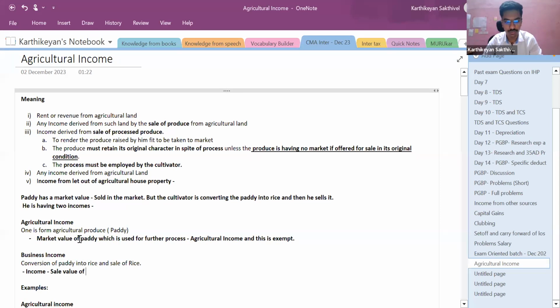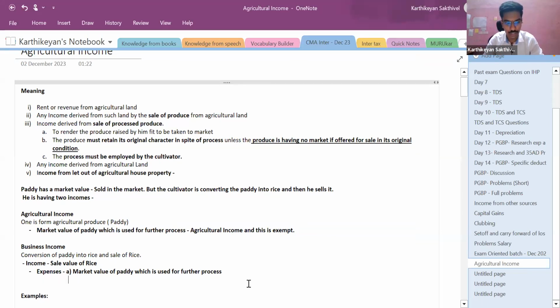the sale value of rice. If I look at what his expenses are, what are his expenses? One, it is the market value of paddy which is used for agriculture. This is his first expense. So whatever amount we put above, that amount is actually exempt for him as income in agricultural income, and that can be claimed as an expenditure by him because that is its value that he is converting. So that is the first one.